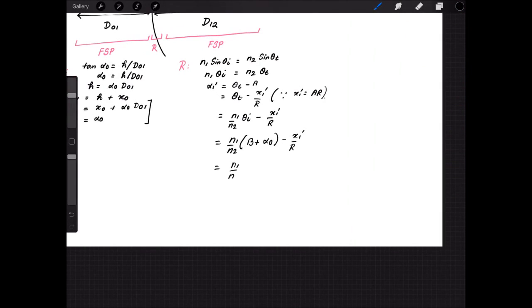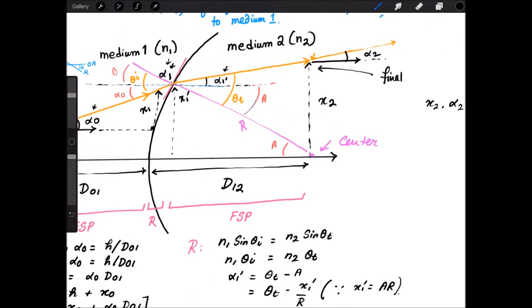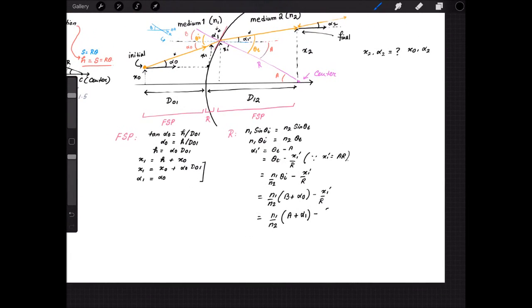n1 over n2 times, so we have A plus alpha naught, we already know is equal to alpha 1. That's what we previously solved. So I'm just going to put that there because we are trying to relate alpha 1 prime with alpha 1 minus, and what was our A? So our A was x1 prime over R.